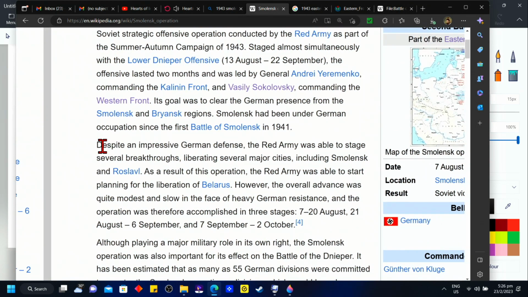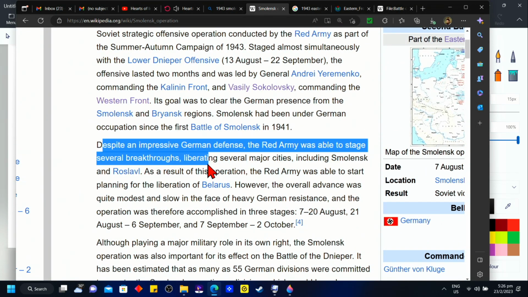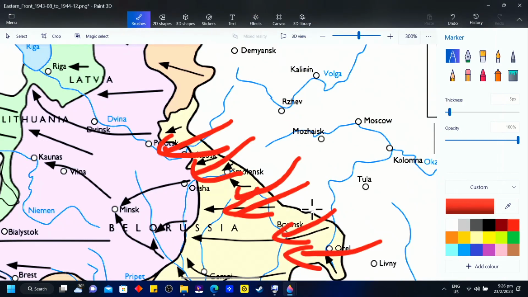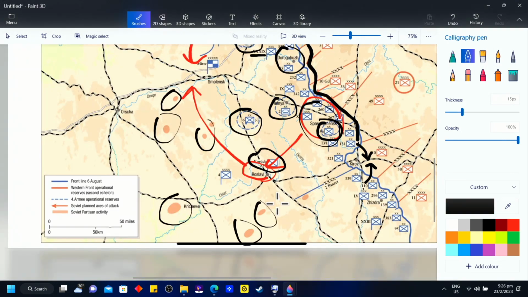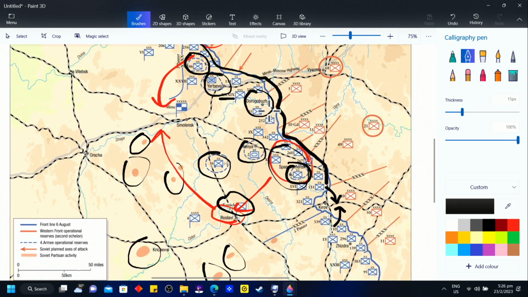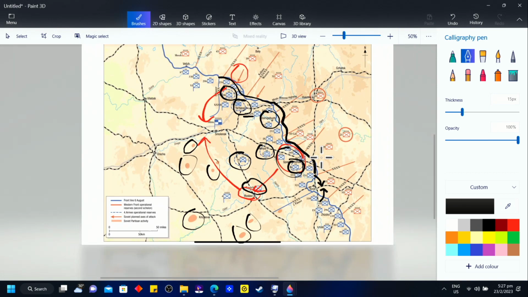So despite an impressive German defense, the Red Army was able to stage several breakthroughs and liberated major cities such as Smolensk and Yelnya, which was the city I mentioned just now. This is a very important city. It was the main objective for the Western Front to take when trying to drive a wedge through the 4th Army. Because after capturing it, they could swing north and capture Smolensk. What is next? Let's see.